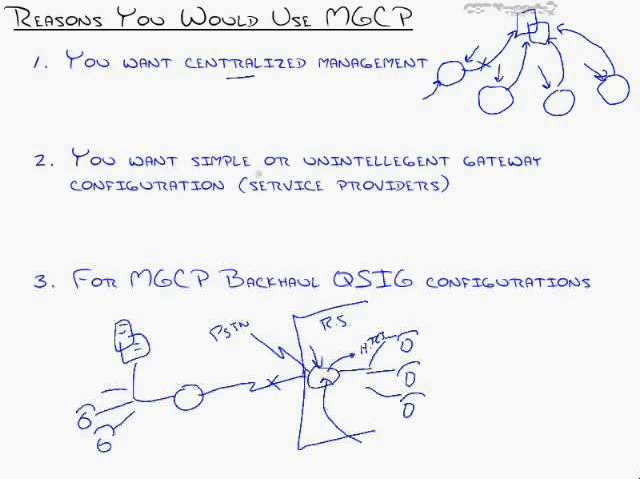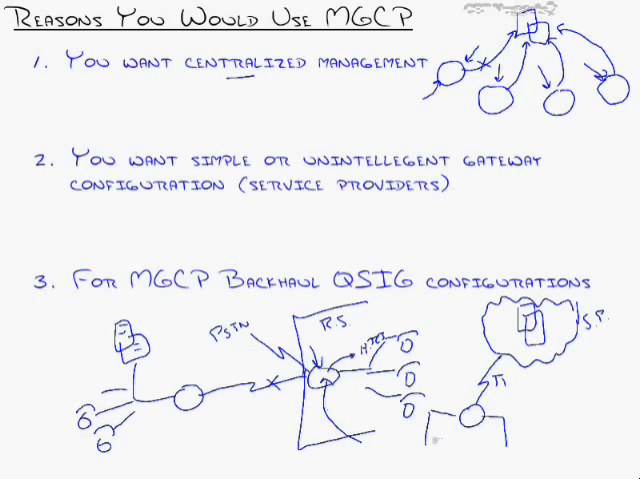Second reason you would use MGCP is you want simple or unintelligent gateway configuration, aka service providers. Now, this doesn't have to be a service provider environment, but there's a lot of service providers nowadays offering managed voice over IP services. So here's the service provider, SP. They go to clients, maybe a small business of 20 phones, and they say, hey, you know what? We're going to manage your data connection to the internet, and you're using managed services through us. And you know what? For $300 a month, or whatever cost they come up with, we will manage all of your voice system as well.